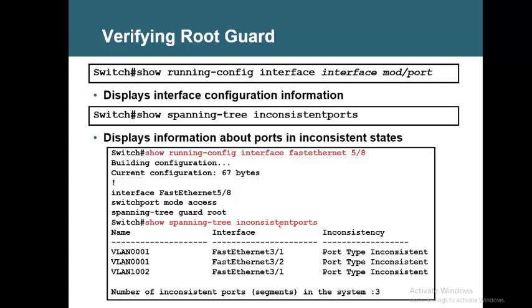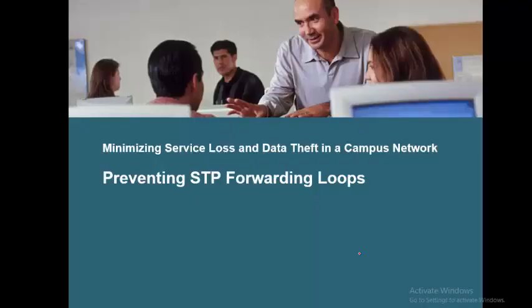Show spanning-tree inconsistentports. These are the ports via which a BPDU has been received, so it is not in an inconsistent state. In the previous chapter, we saw BPDU guard, BPDU filter, and root guard in the lab. Root guard is simply a configuration: just configure and leave it, so that even if any other switch comes with a superior BPDU, it cannot win.